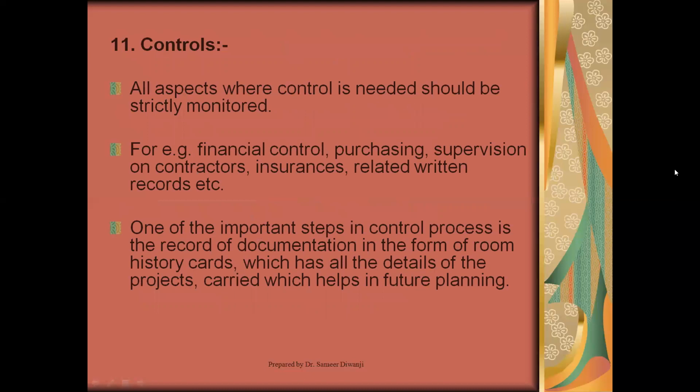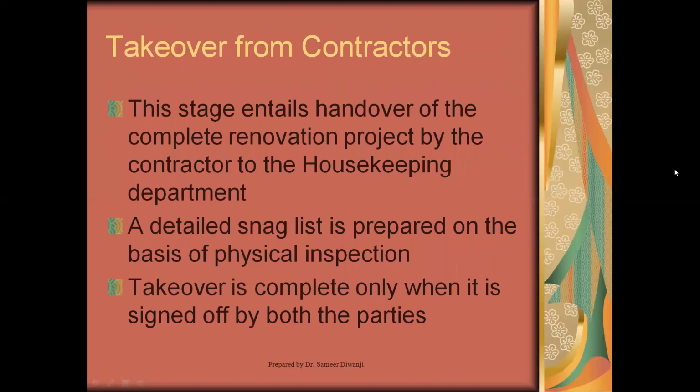Controls, all aspects where control is needed should be strictly monitored. Financial control, purchasing, supervision on contractors, insurances, everything has to be in order. So when there's an operations team, there also has to be a check, control at every stage. Somebody is purchasing it, ordering it, what happens when it comes physically? How do you check the exact number? So all that control is very important that you do, and hence controlling is an integral part of the refurbishment program. Finally, taking over from contractors, the entire process is done.